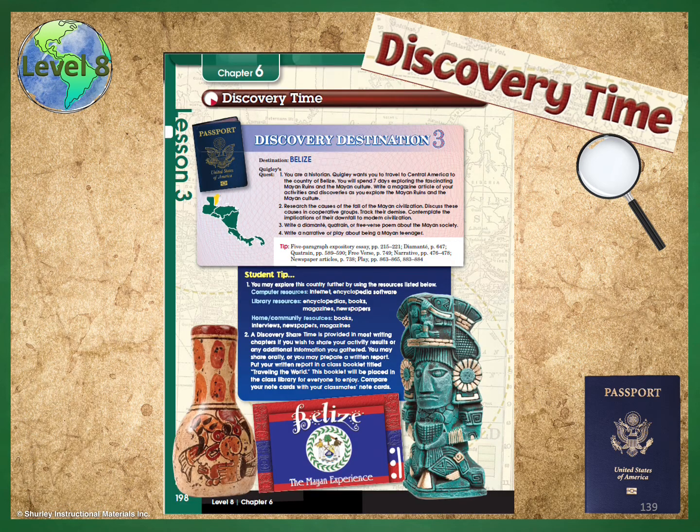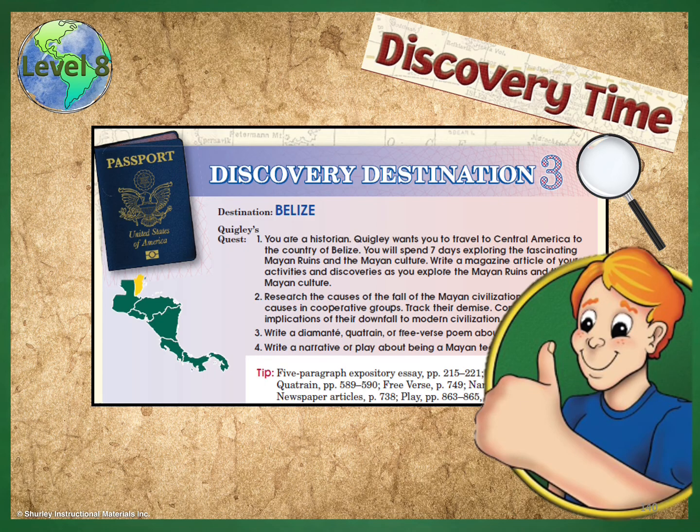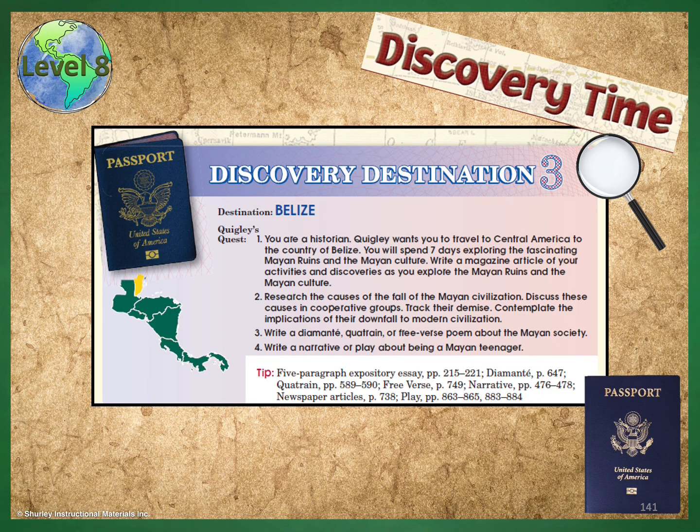Discovery Destination 3 is the country of Belize. Notice that the card shows a map of the country's location, a list of Quigley's quests, and some tips to help the students successfully complete their chosen task. Oh yeah, this is Quigley Shurley. In each level, he helps students with study skills. In Level 8, he also creates the challenging and interesting quests for students to complete. Let's check out Quigley's quests for this destination.